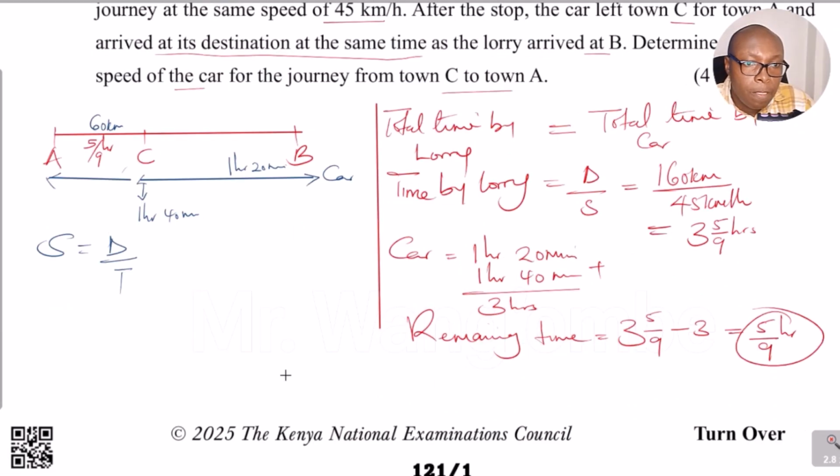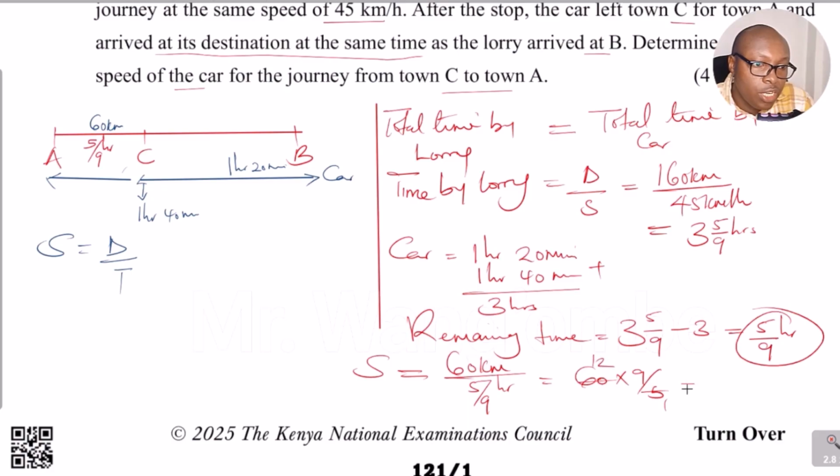And that gives us an easy time when calculating the average speed of the car. The average speed is given by the distance from C to A, which is 60 kilometers, divided by the time taken, which is 5 over 9 of an hour. This gives 60 times 9 over 5. 60 divided by 5 is 12. You get 12 times 9, and this gives 108 kilometers per hour. And that is simply how you are supposed to solve that question.